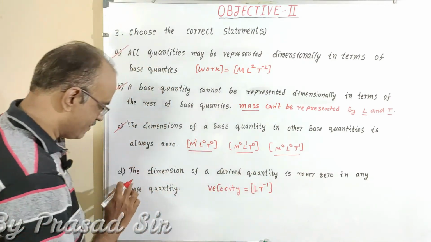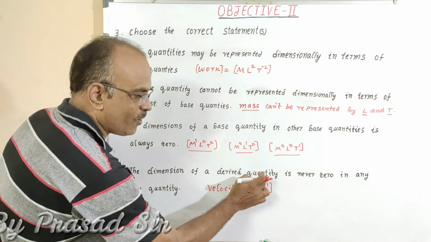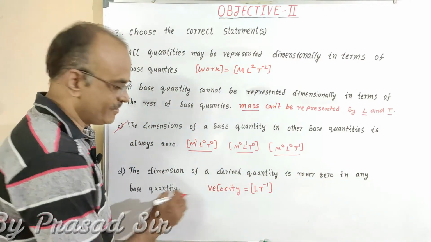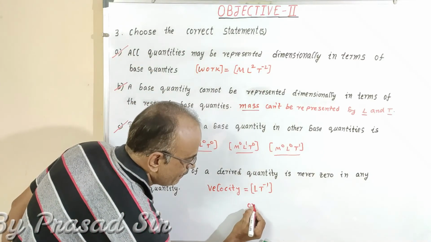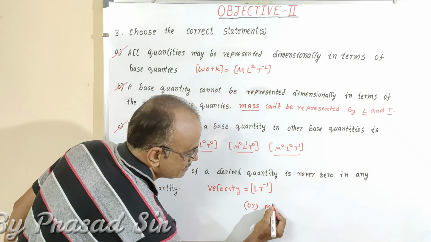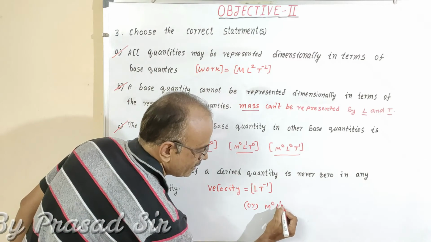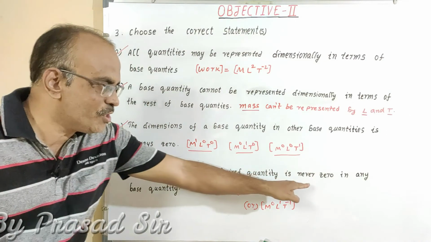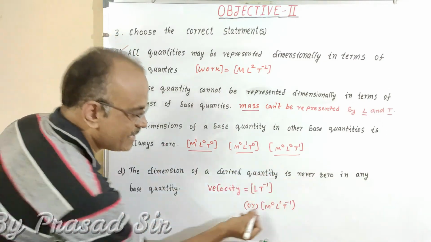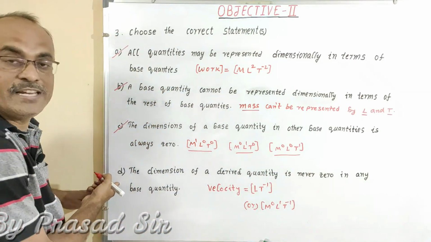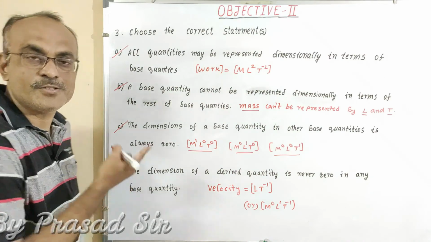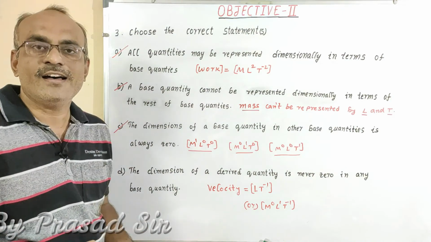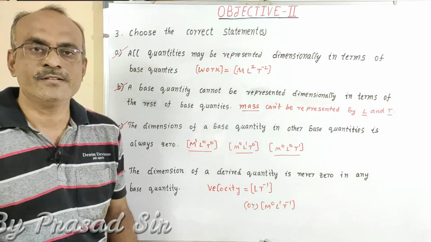So here in this one, the dimension of a derived quantity is never 0 in any base quantity. So in this case, it can be written in another way also. That is m to the power of 0, L to the power of 1 and t to the power of minus 1. Here what is the question given? Never 0. But here 0 is there, no? So that's why it is the wrong answer. So what are the correct answers here? A, B, C are the correct answers.